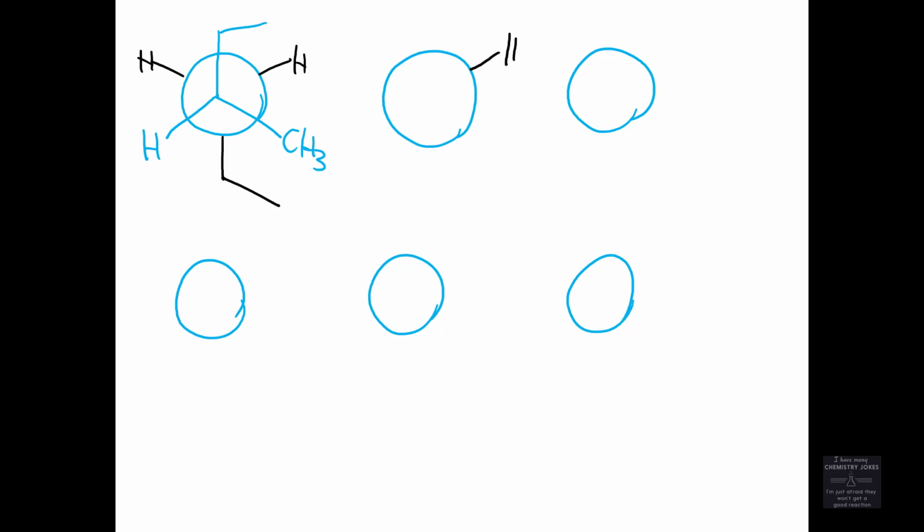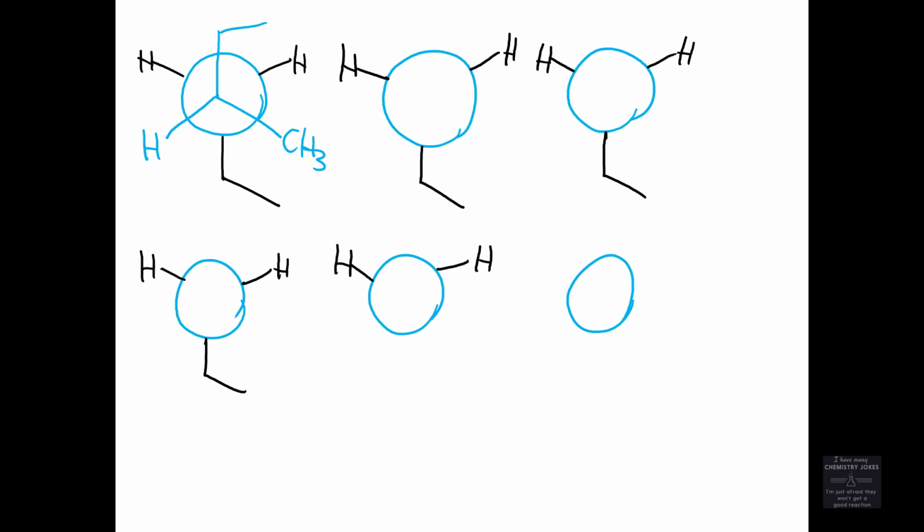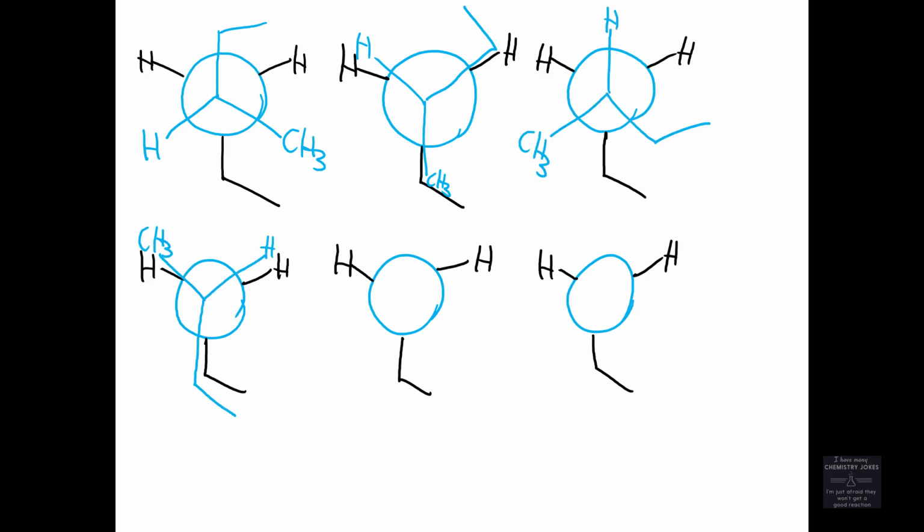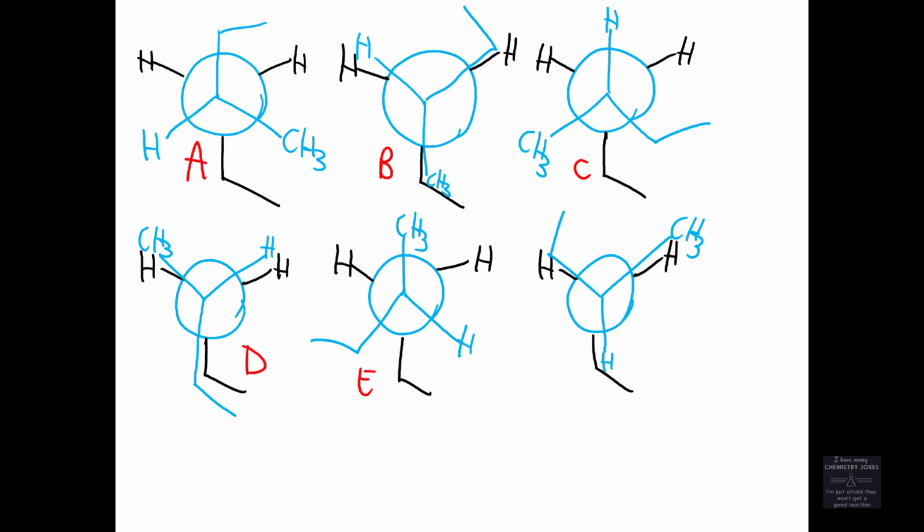I'm going to fill in my back carbon to stay the same so that I can rotate my front carbon. Do you always rotate the front carbon? No, you can rotate either one, and maybe I should rotate a different one for variety's sake, but I've already got most of my templates done at this point. So if we fill in the front carbons going clockwise, just because, we get these 6 conformations.